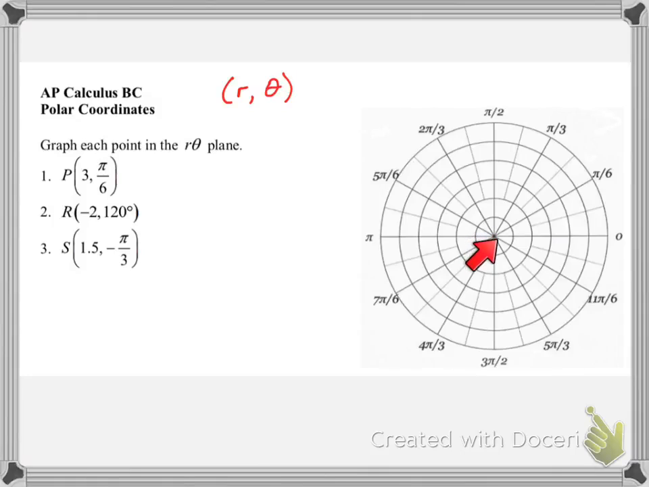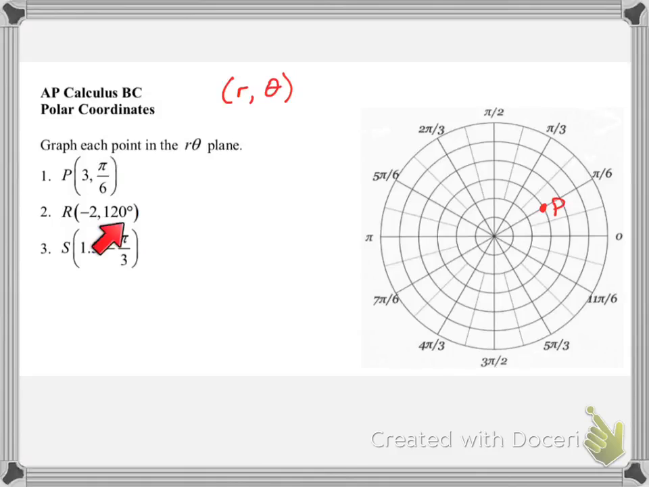And r is going to be the radius, which is the distance from the origin. These are called polar coordinates because the origin is the reference point, which is going to be called the pole. And so the radius is the distance from the pole to the point that we're referring to. So in this first problem, we have the point 3, pi over 6. So if you rotate pi over 6 first and then go out 3 units, so 1, 2, 3, that will be the location for this point, and that is point P.